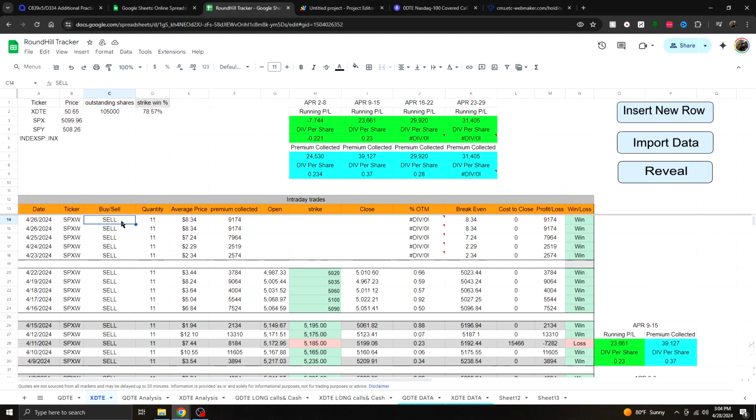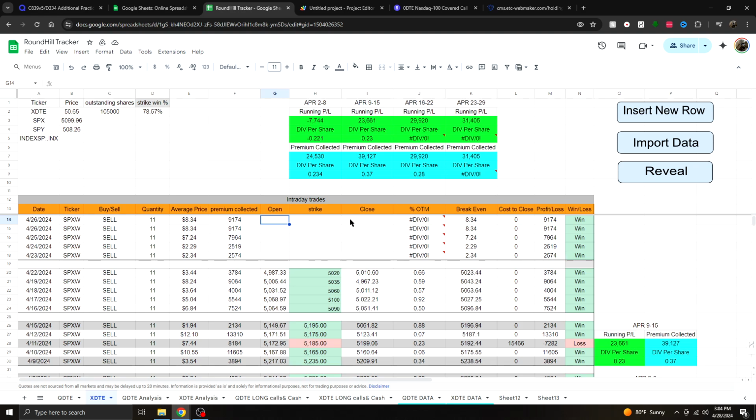Sell is always there, I have the script to always put sell in here because we're never going to have a buy, because these are short calls. Quantity, it pulls that from data. Average price, it pulls that from data. Premium collected is just here: quantity times average price times 100 because it's 100 shares in a contract. And then I put absolute value because I always want it to be positive. Probably don't need it because it's probably never going to be negative, but I just have an absolute value.